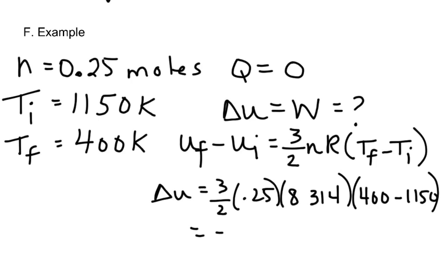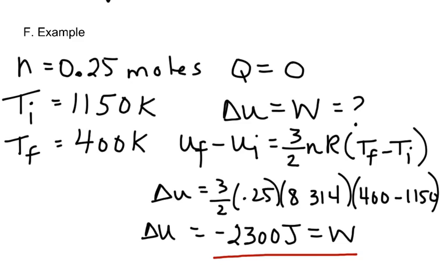And I get an answer of negative 2300 joules is my change in internal energy. That's also equal to my work done. We can also see that the work is done by the system because we have a negative value for work.